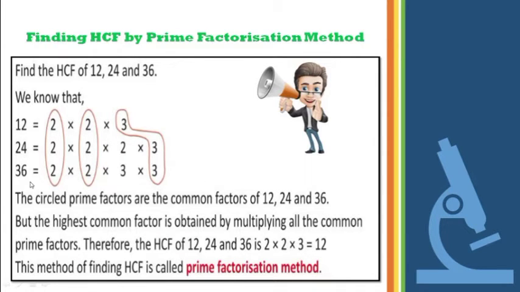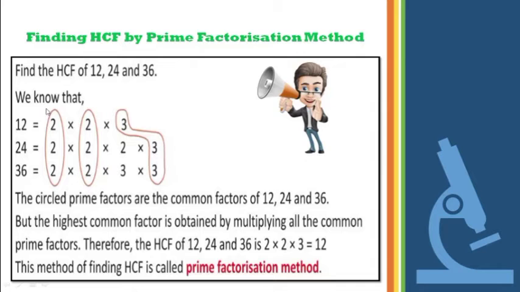Now we come to 36. Again we can write 36 as 4 nines are 36, or 6 sixes are 36. However you define it, the prime factors from smaller to bigger number will be 2 into 2 multiplied by 3 into 3.